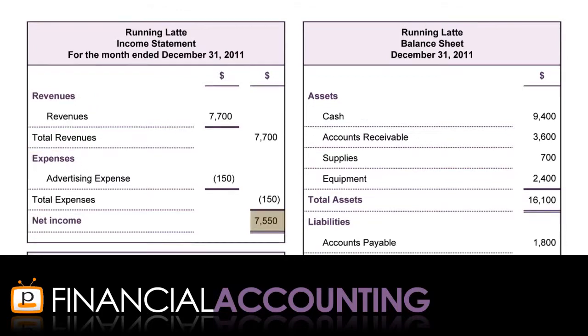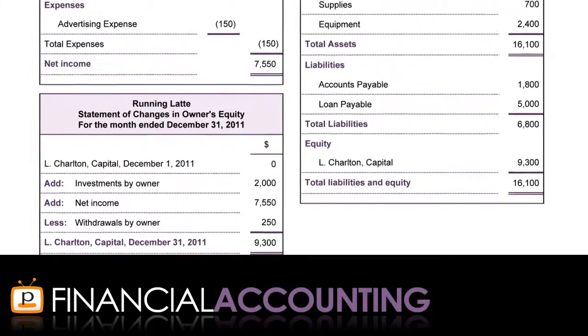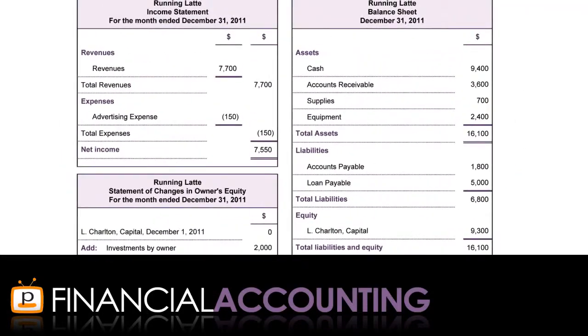Notice that net income is actually an input in the statement of changes in owner's equity. This statement identifies the movements in equity over a period of time, including investments and withdrawals by the owners of the business. Again, notice the ending balance of capital from the statement of changes in equity is reported in the equity section of the balance sheet. The balance sheet is like the accounting equation and presents the balance of the assets, liabilities and equity of the business at a specific point in time.